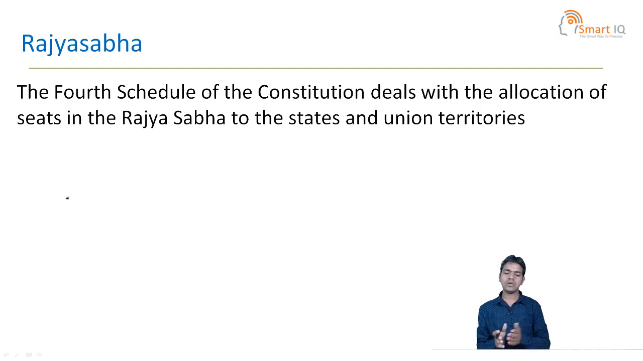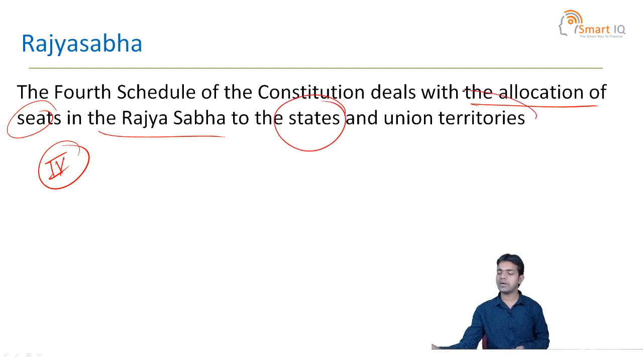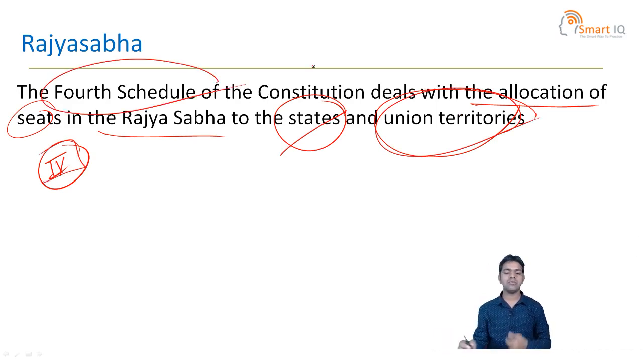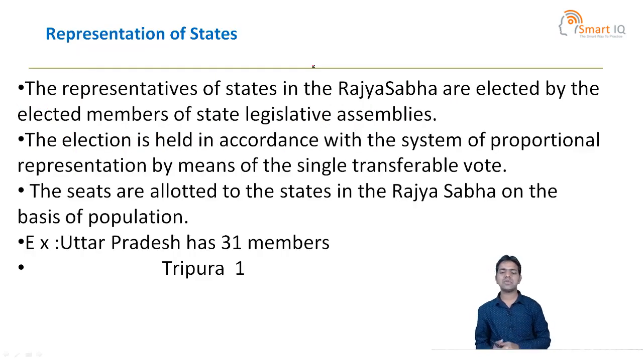One more thing about the Rajya Sabha: the Fourth Schedule of the Constitution deals with the allocation of seats in the Rajya Sabha to the states and union territories. This is the fourth schedule in the Indian Constitution. So this is about the representation of the states in the Rajya Sabha.